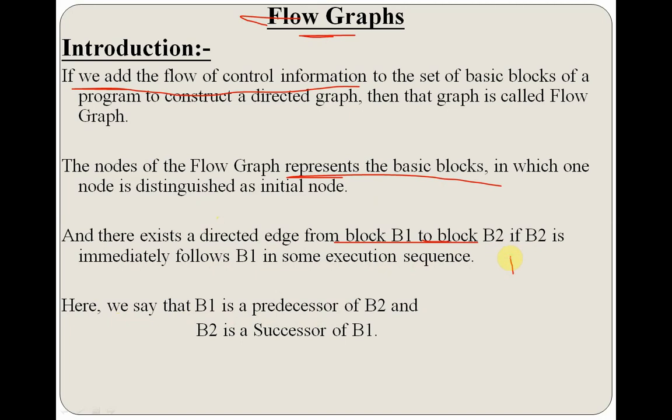That means the flow graph will have this kind of flow of control sequence, suppose B1, B2. After executing B1, B2 is going to be executed. So B1 is one block and B2 is another block. So we can say that B1 is a predecessor of B2, as well as B2 is a successor of B1 in this relation.